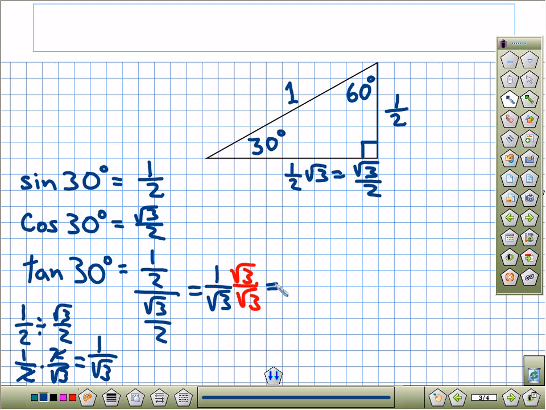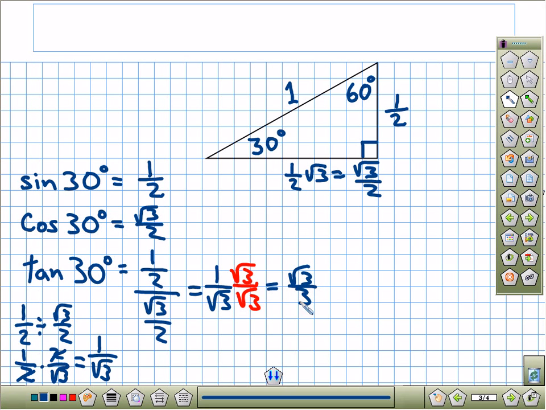Because look, up top you just get the square root of 3. And on the bottom you get the square root of 3 times the square root of 3, which is just 3. So there's what we have for tangent. Any questions about that? So these are kind of fun, aren't they? Trig's a fun topic.